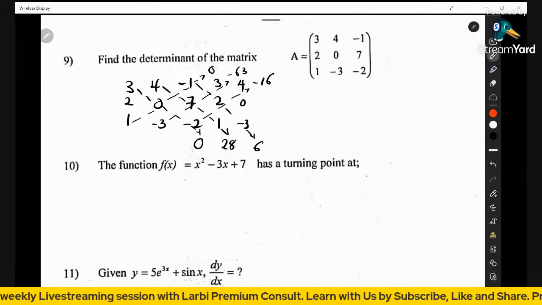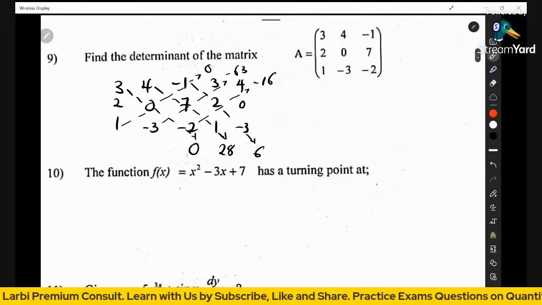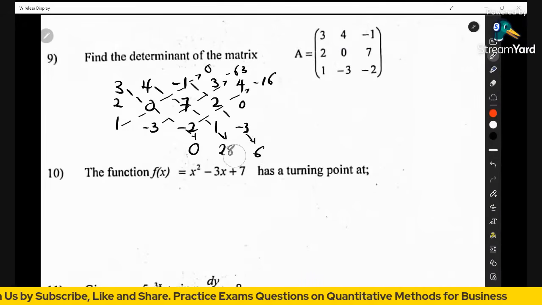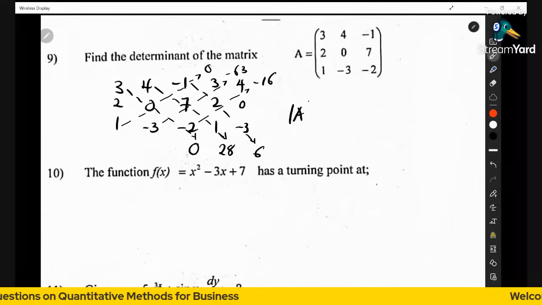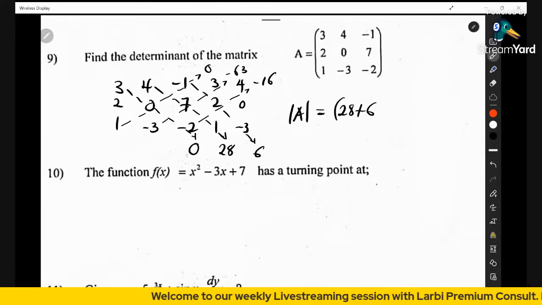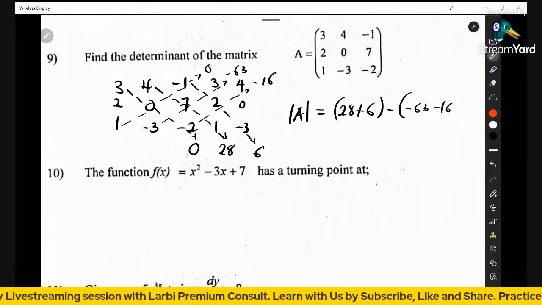So after that, this is what you need to do. You will then need to add the product of the downward arrows, and then compare that to the product of the upward arrows. So therefore, our determinant of matrix A should be equal to 28 plus 6 plus 0, a number plus 0 is the same as the number, right? Minus negative 63, negative 16.